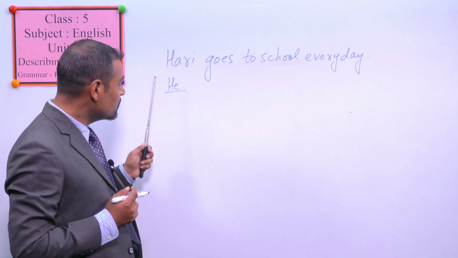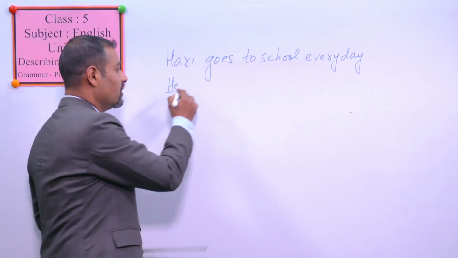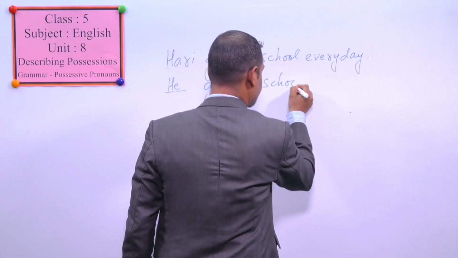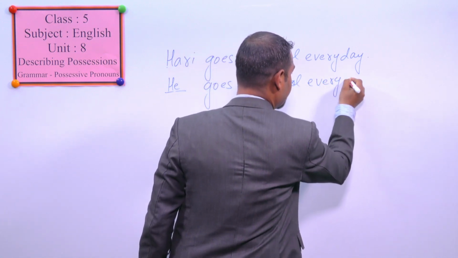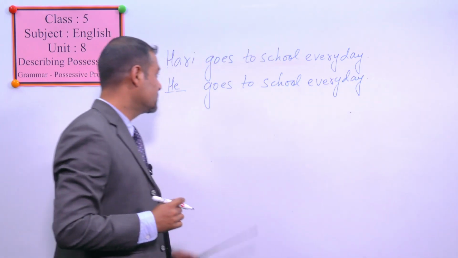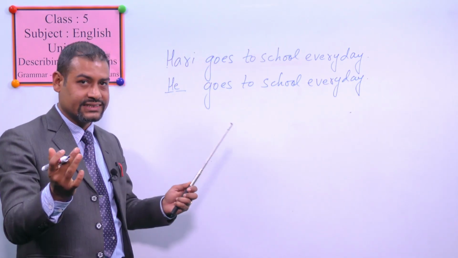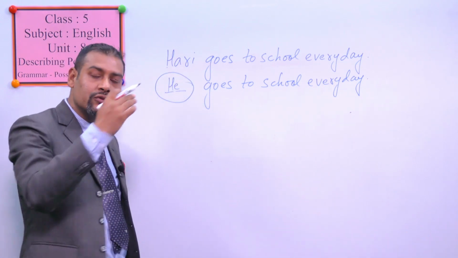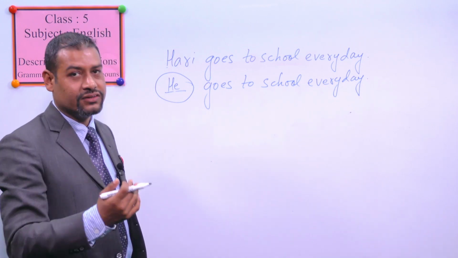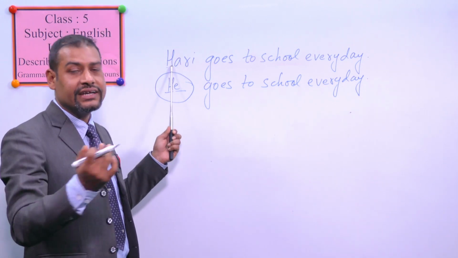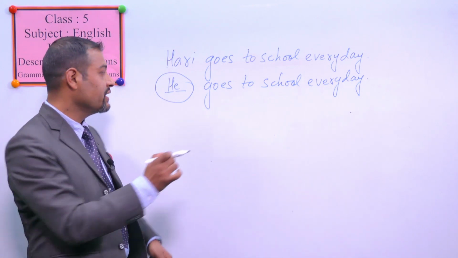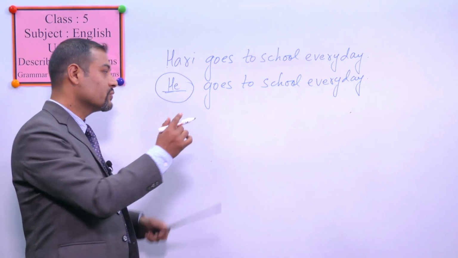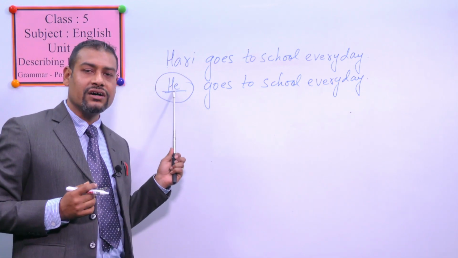So if you want to write the complete sentence, it becomes Hari goes to school every day. So he means who? Yes, he means Hari. That's why he is the pronoun that we write in place of a noun. Hari is a naming word. Hari is a noun. So in the second sentence, we are not writing the same name. So we replace it with he. That's why he is a pronoun.